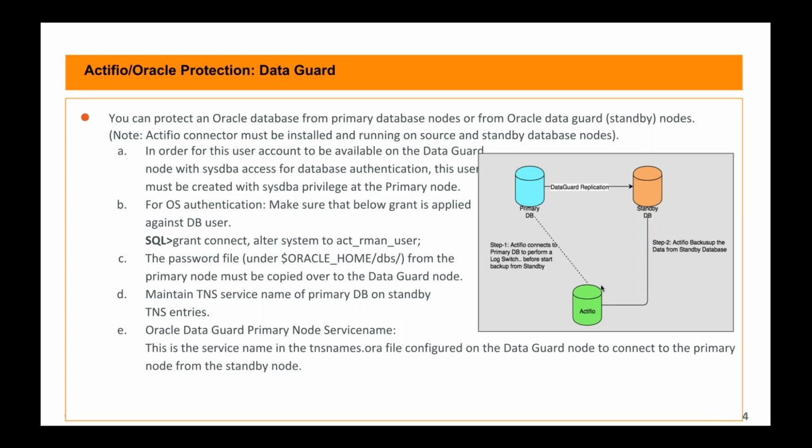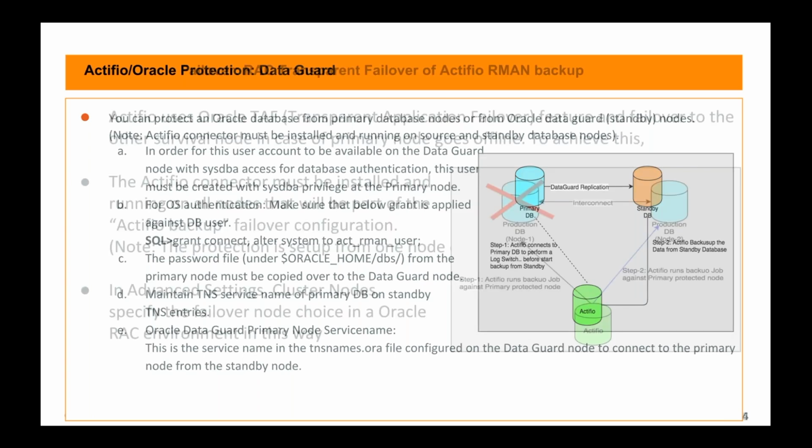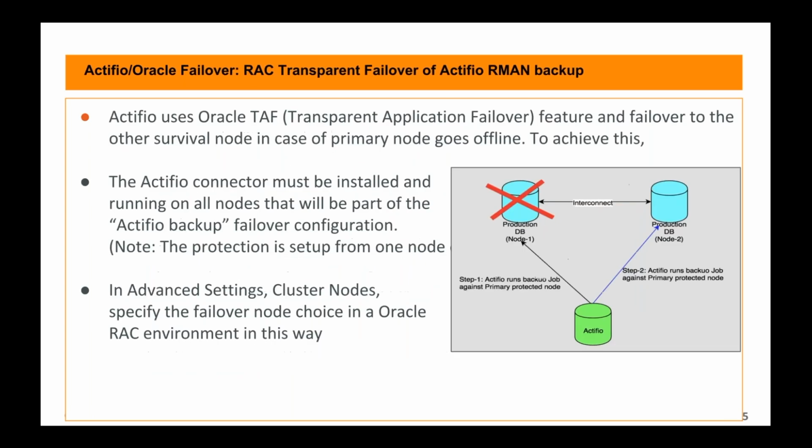Now we understand Actifio supports standalone systems, whether it is a standalone file system or standalone ASM, and Data Guard and RAC. And another beautiful feature is that Actifio also supports TAF, a transparent failover of the Actifio RMAN backup. Say, for example, you have a 2-node cluster and you've decided to always run the Actifio backup from node 1. But if for any reason node 1 is down, Actifio is capable of failing over to node 2 and continuing the backup.